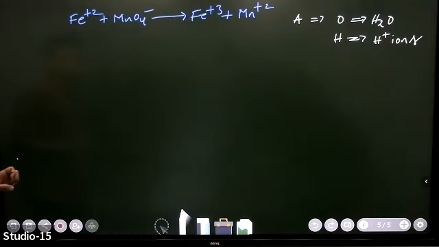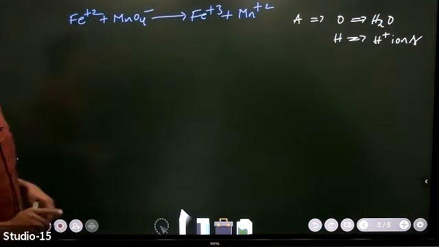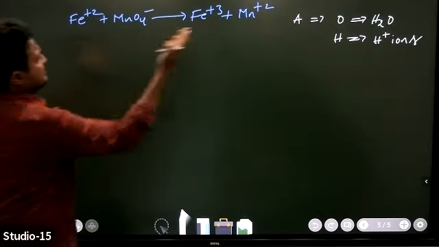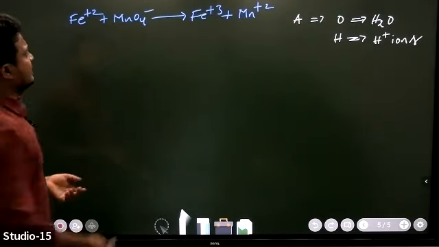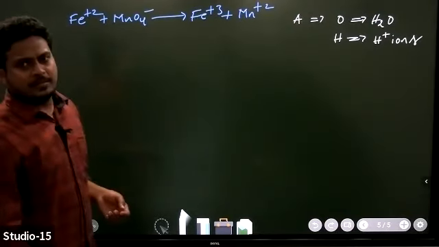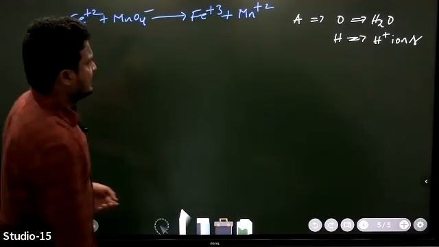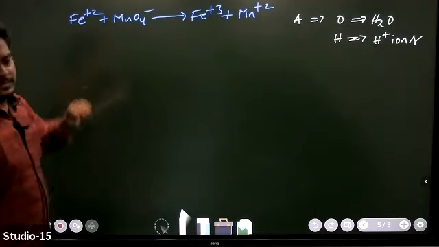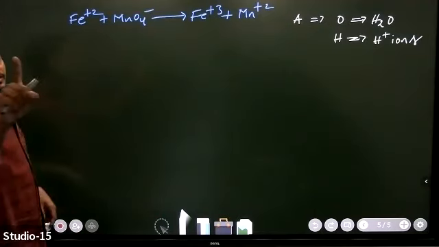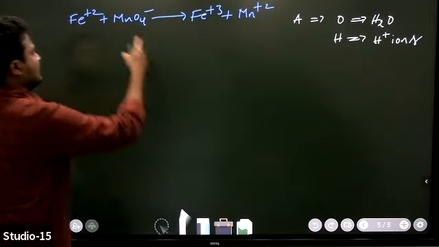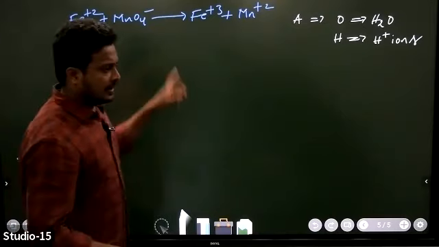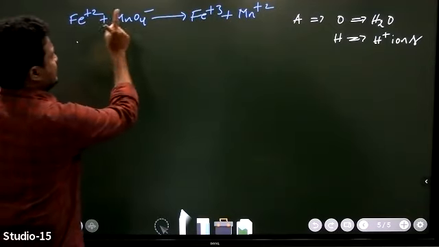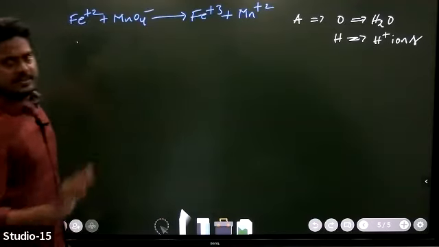Now in the first step, balance the given atoms. Here there is 1 Fe plus 2 and here also 1 Fe plus 3, already balanced. What about manganese? First balance atoms other than oxygen and hydrogen. In this equation, that is iron and manganese. Left side iron is 1, right side 1. Left side manganese is 1, right side manganese is also 1. So iron and manganese are already balanced.